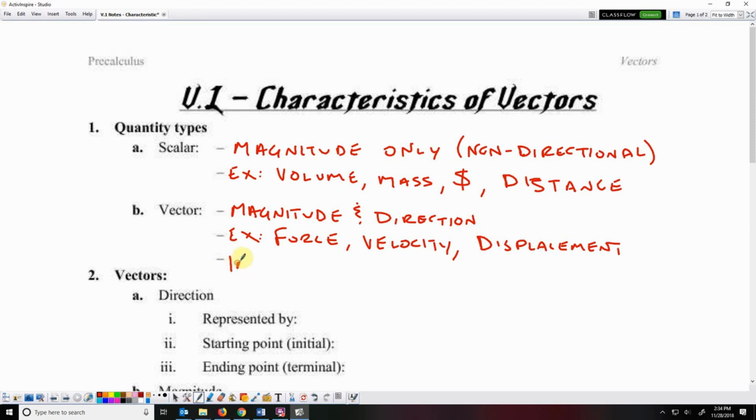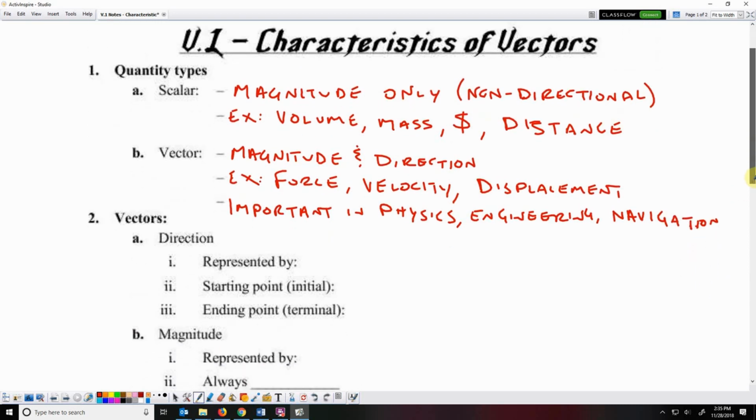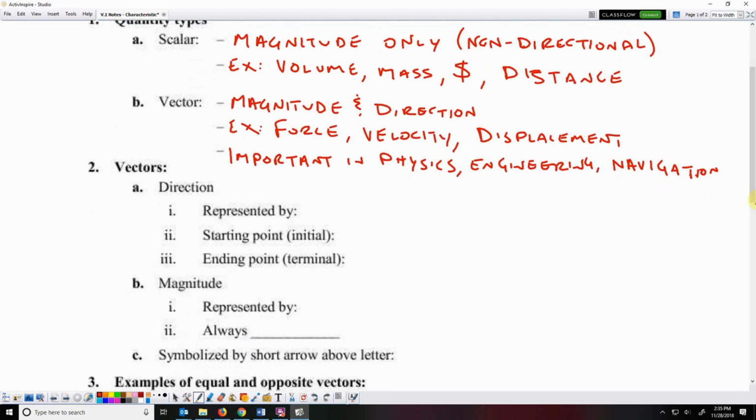Vector quantities are very important in physics, engineering, navigation, and many other areas. So vectors, they are direction and they are magnitude.